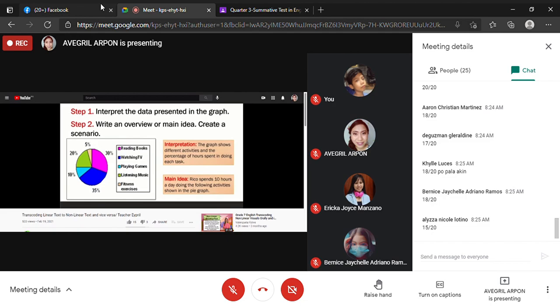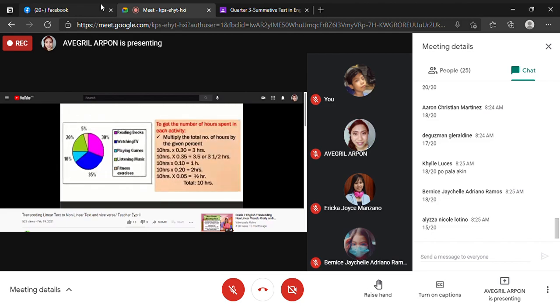Main idea. Rico spends 10 hours a day doing the following activities shown in the pie graph. It's up to you how many hours you are going to use. In this example, I prefer 10 hours. To get the number of hours spent in each activity, multiply the total number of hours by the given percent.